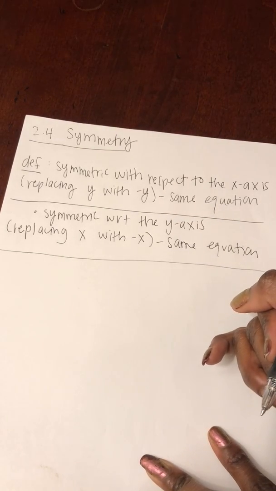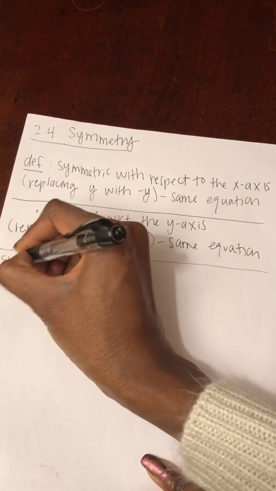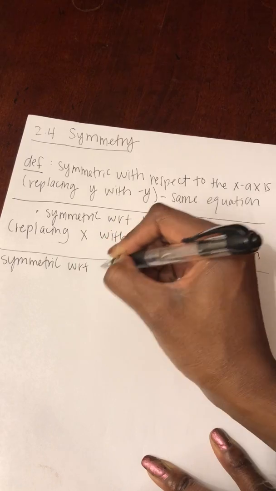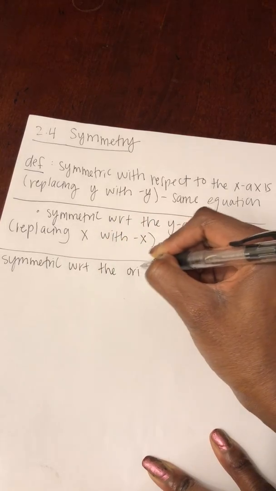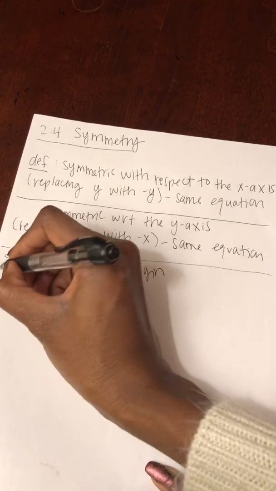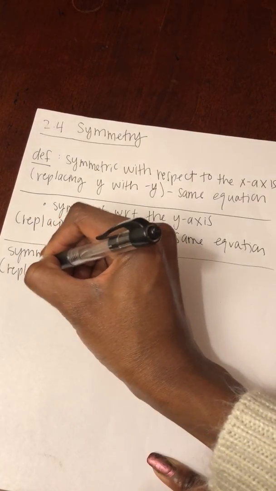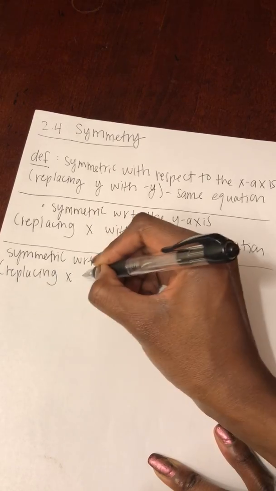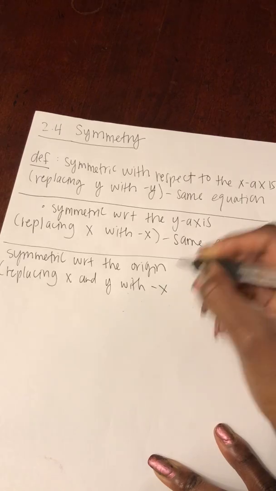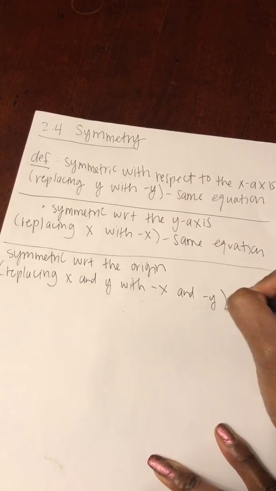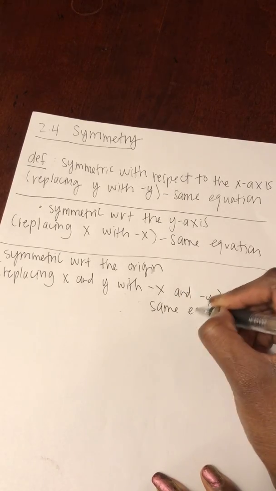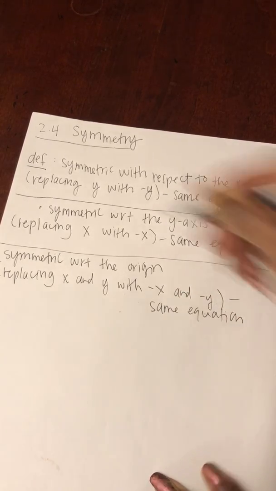And last, we have symmetric with respect to the origin, okay? And this would be with both. So we're replacing our x and y with negative x and negative y respectively, right? And it's still going to give us the same equation.